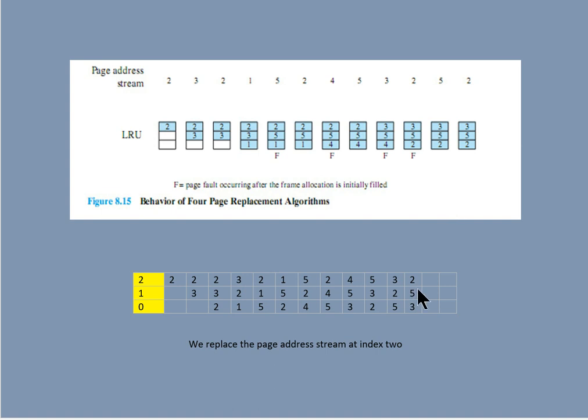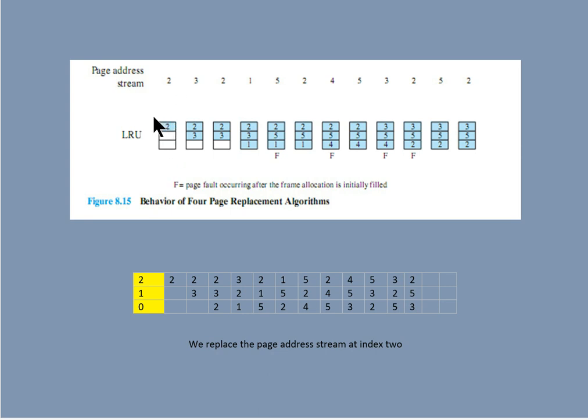Let's say we have the same sequence again, and this time around we are doing the least recently used. Basically, it's a replacement algorithm that replaces the page in memory that has not been referenced for the longest time. So let's see how this works.